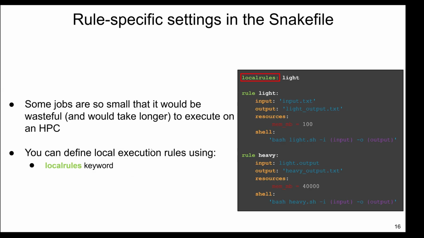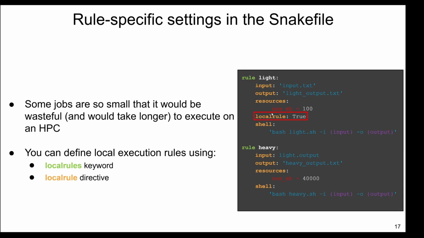One thing to keep in mind is that job submission has a cost, albeit small. So sometimes some rules are so small you don't actually need, I don't know, 48 CPUs or something to run them. So in this case, you can force Snakemake to execute them locally using the localrules keyword. You can either do it like this, with the localrules keyword and the rule name, or you can do it with a directive, local_rule: True, to set this rule as a local rule.